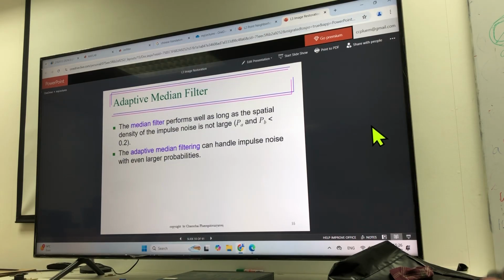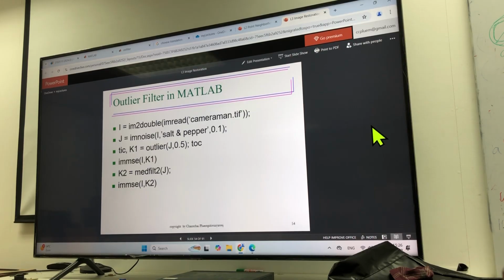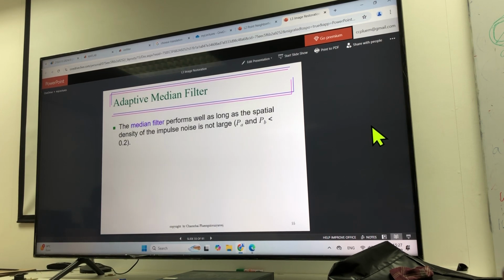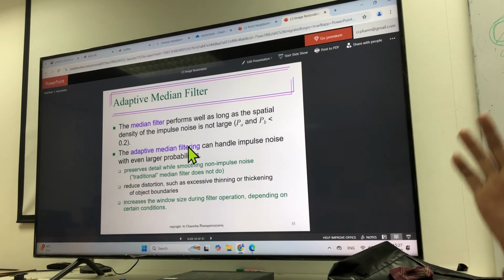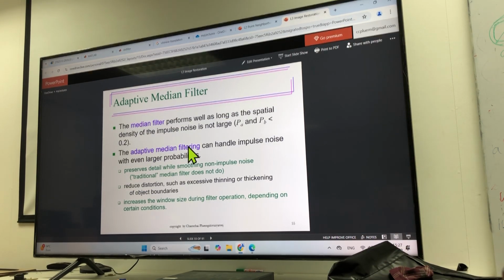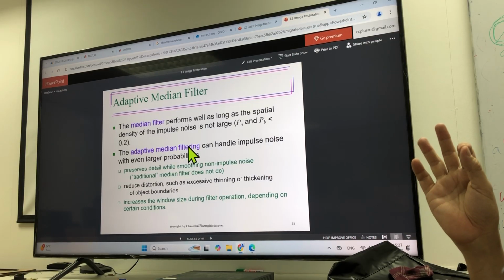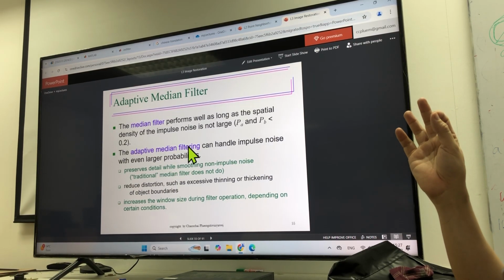All right. Basically, the outlier filter should work just like the median filter, but faster. Next is the adaptive median filter. It is similar to the median filter, but it works with very dense salt and pepper noise. Adaptive in this case means the window is adaptive: it changes from 3x3 to 5x5 to 7x7.